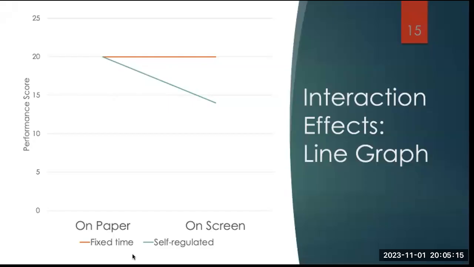Which one had the interaction? Well, as you can see, where does it suddenly drop? So for fixed time, the line is perfectly horizontal. There was no difference. It didn't make a difference in their scores. Where was there a change? When you had self-regulated time, that's when you had the interaction with the study modality, whether it was on paper or on screen. The diagonal line tells you that there was a difference that happened, right? The fact that it intersects with the other independent variable tells you that it wasn't a main effect, it was an interaction effect that occurred.